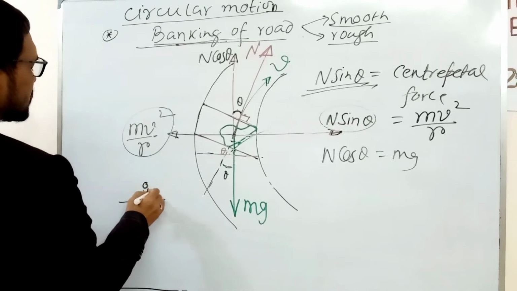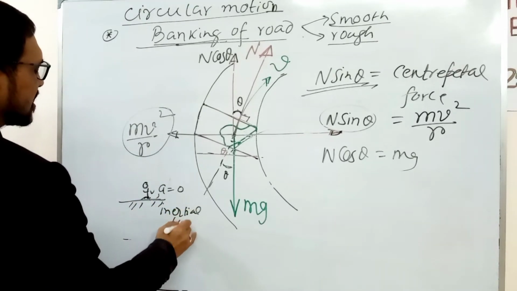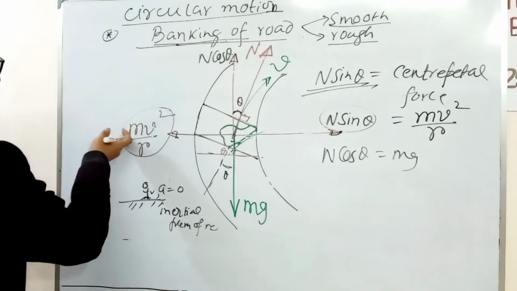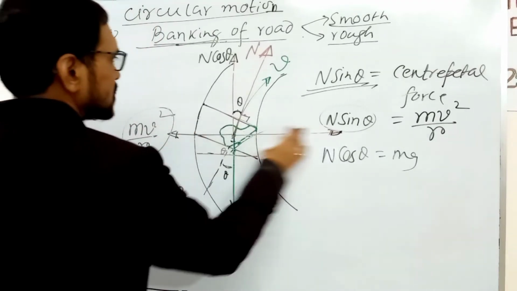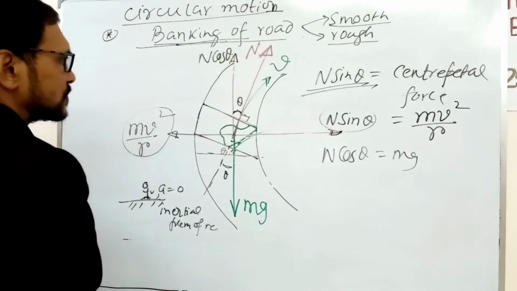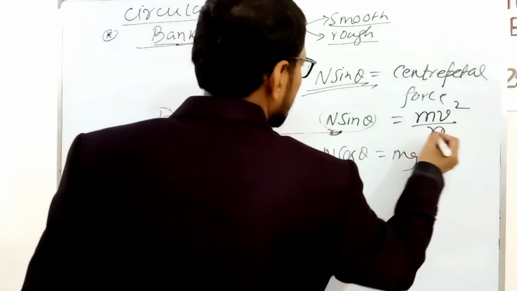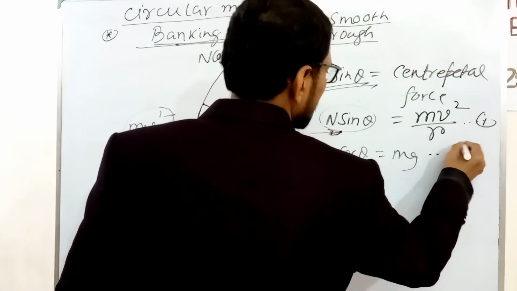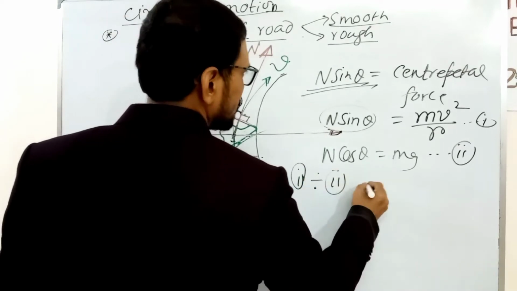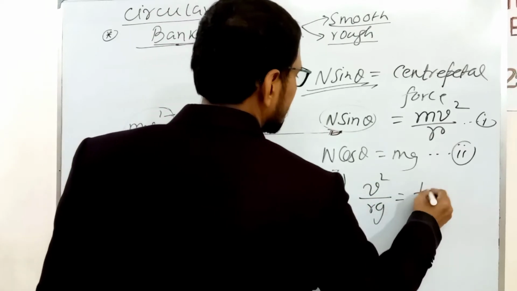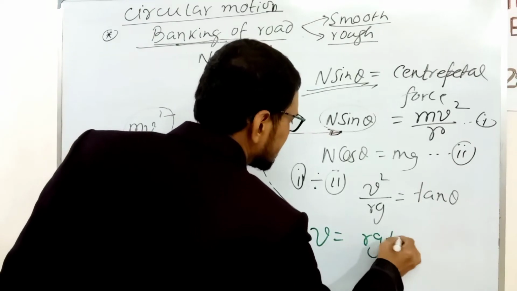What is an inertial frame of reference? A frame with acceleration equal to 0 is an inertial frame of reference. From this, centrifugal force acts in this direction. So this force balances this force. So you can assume this equal to this and this equal to this. So N sin theta balances this force, and N cos theta is equal to mg. Taking equation 1 divided by equation 2, we get v square by rg equal to tan theta, that is v equals root over rg tan theta.